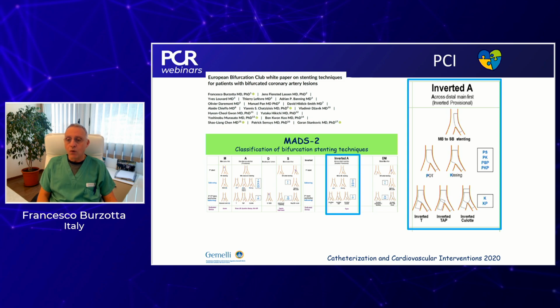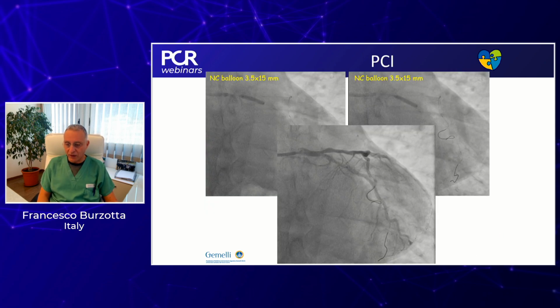To do this, we can apply all the things that we know for provisional, using the inverted provisional, or inverted A, according to the classification of bifurcation stenting strategies. What does it mean? That we will implant the stent, as you mentioned, toward the circumflex from the left main. This will cover the vast majority of the plaque, but we should accommodate the difference in diameter, and we should be sure not to lose the LAD. So it is very important to go stepwise, but in a very safe way.